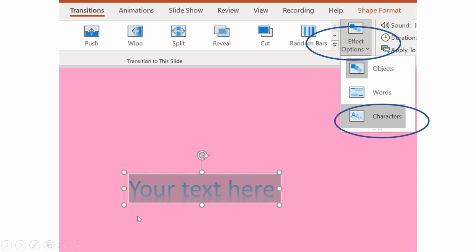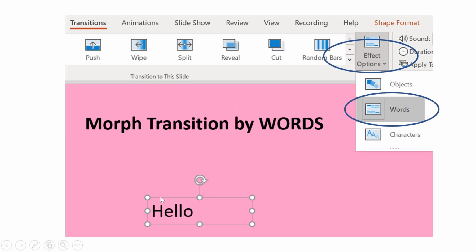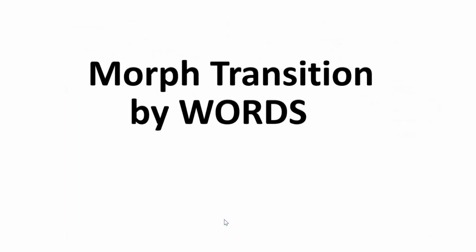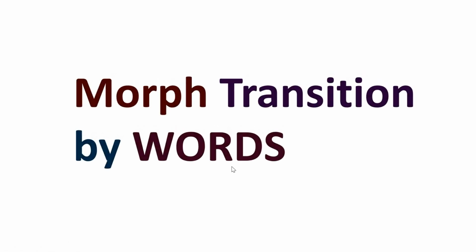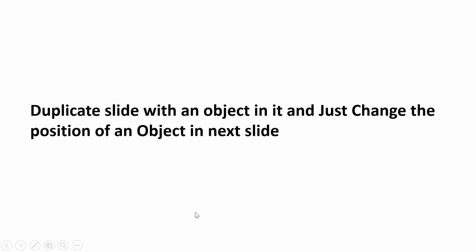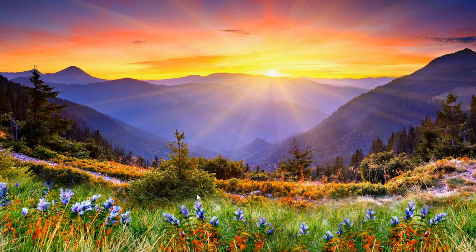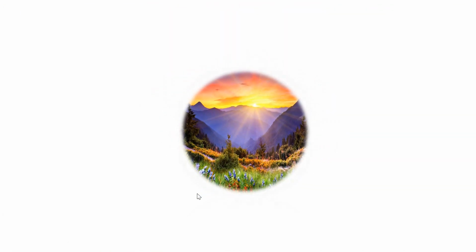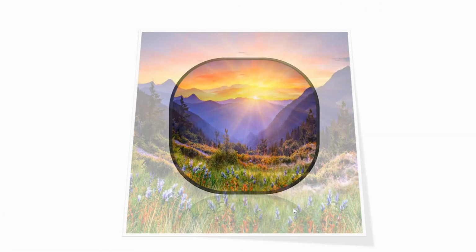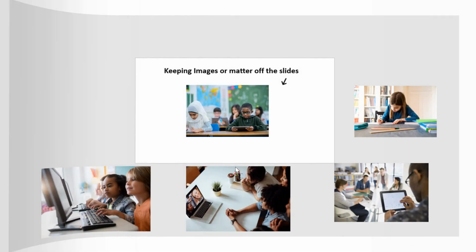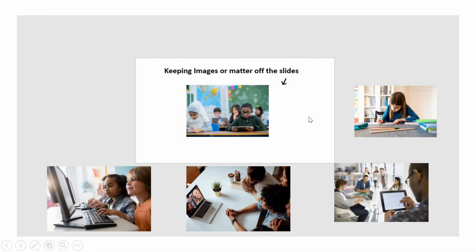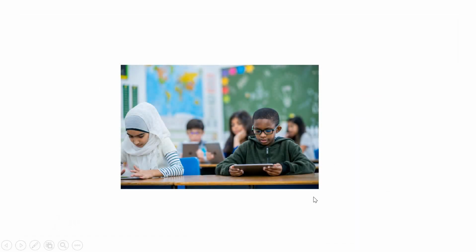Like here you have to write some text, and see here by character, animation, morphing, by words. Now see the color changes in the words. Now duplicate slides you have to make like this on the left and then on the right, and with morphing techniques you can change its position. See that its size and its shape has also been changed. Now see here the images are kept off the slide and they'll be moving one by one on the screen, on the slide like this.